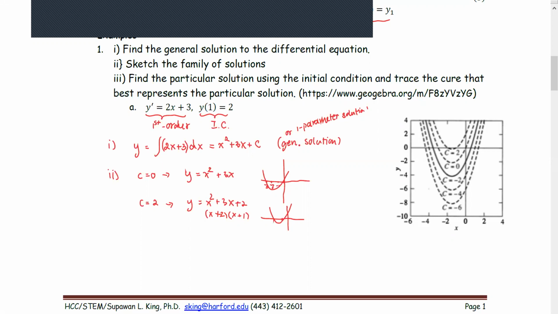Repeat the same manner. It's more convenient to use a tool to graph for us. So this one, as you see on the diagram, you have the family of solutions, or the family of parabola graphs at different values of c.